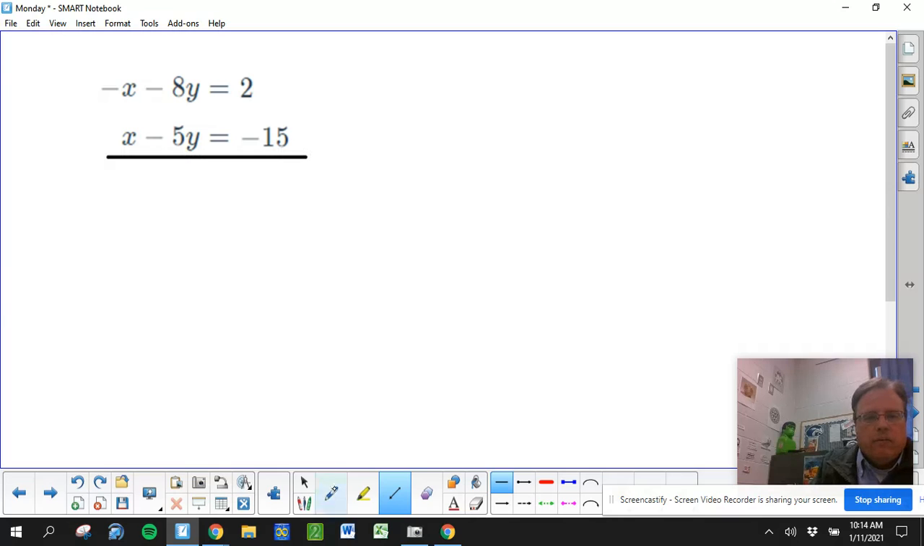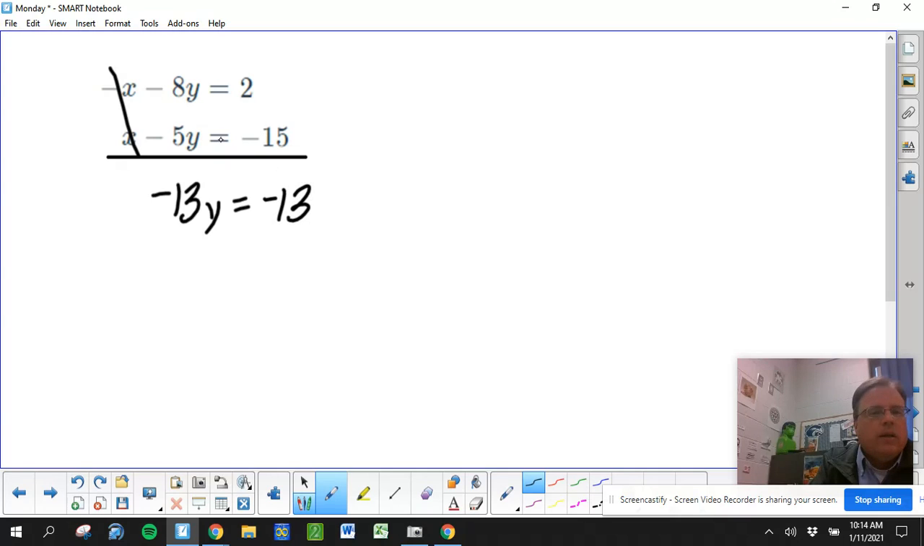We add going down. Negative x plus x cancels. Negative 8 plus negative 5 is negative 13y. Cool. Add on this side, 2 plus negative 15 is negative 13. Slow down. What happened? The x's eliminated. They canceled. The y's combined to be negative 13y.